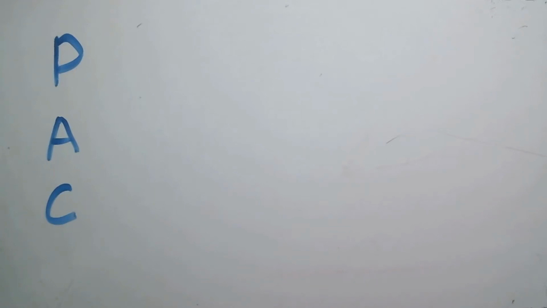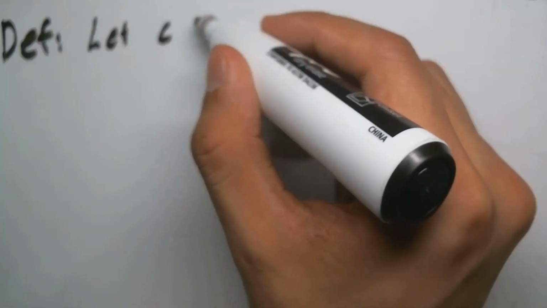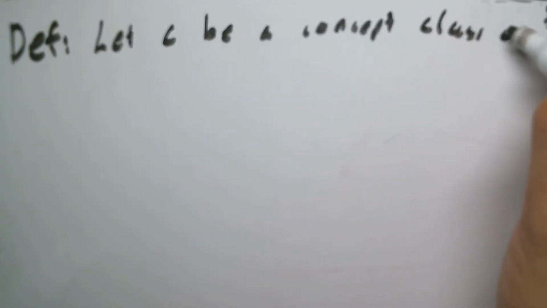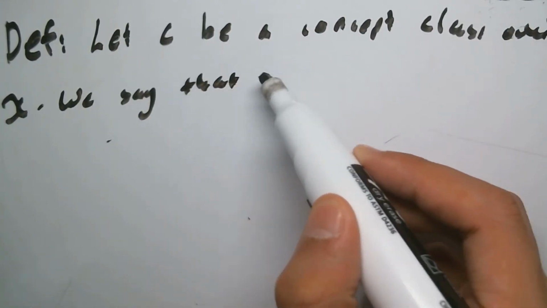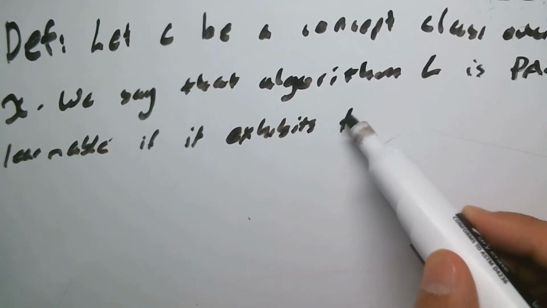This stands for probably, approximately, correct. We define PAC learning in the following way. Let C be a concept class over X. We say that C is PAC learnable if there exists an algorithm L with the following property.